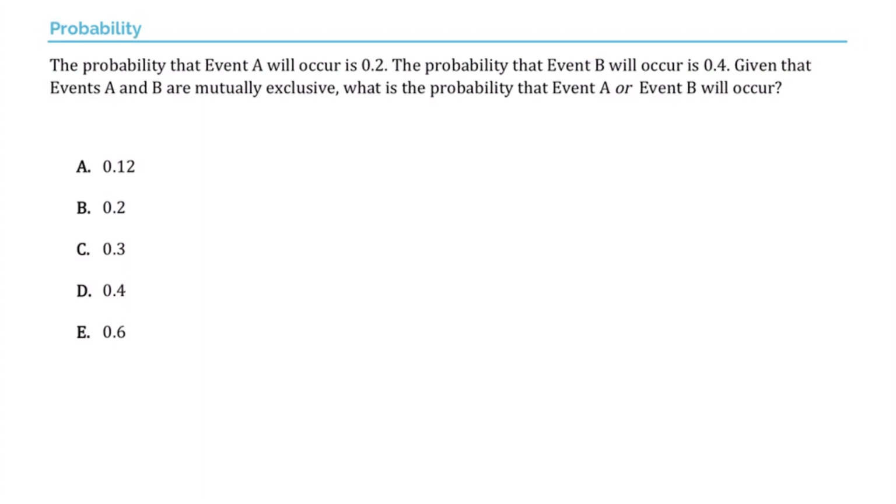Next question. The probability that event A will occur is 0.2. So the probability of event A is 0.2. The probability of event B is 0.4. Given that events A and B are mutually exclusive, what is the probability of event A or event B?